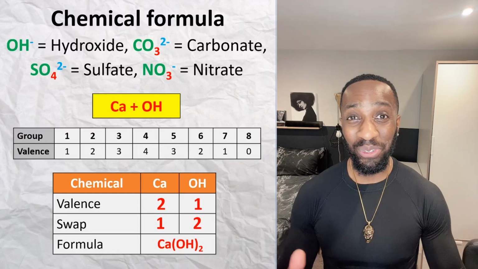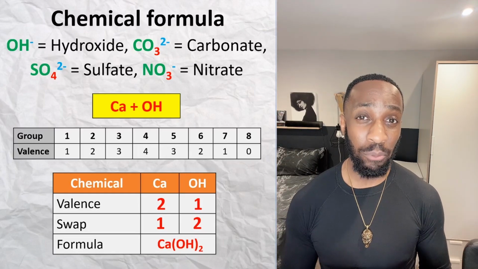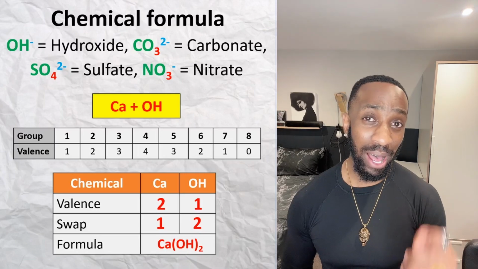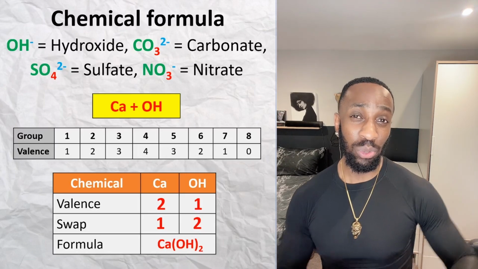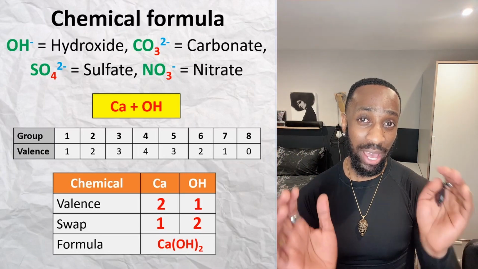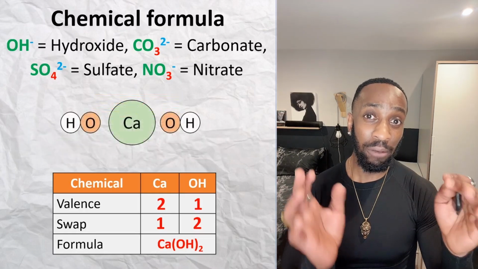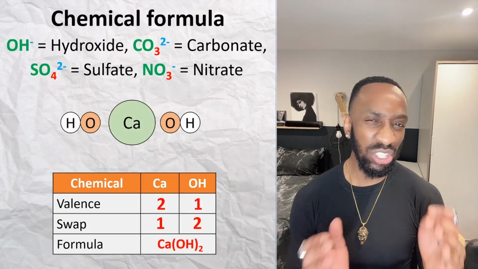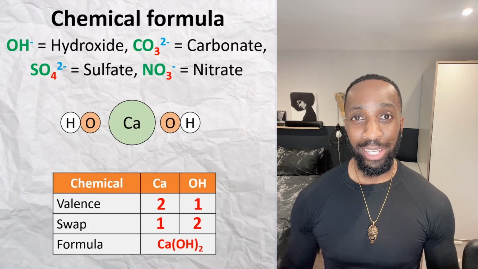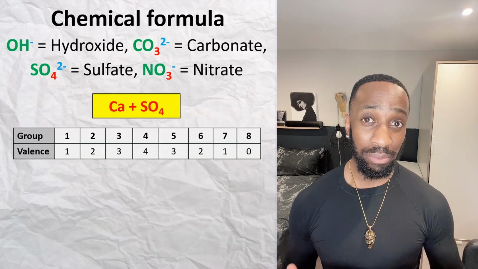If we didn't include the brackets, the consequence of that would mean that we only have 2 lots of the hydrogen and not the oxygen as well. So we needed to put the bracket around the OH so that there's 2 lots of the whole OH in total, not just the hydrogen by itself, okay? See if you can work out this one by yourself, calcium sulfate.